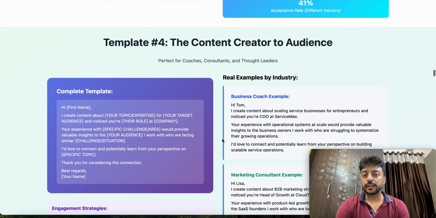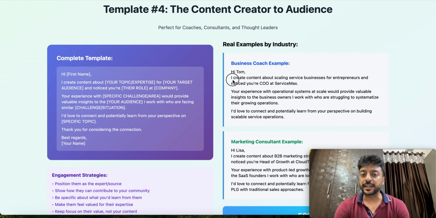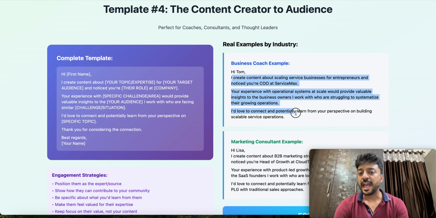Then content creator to audience. For example, "Hi Tom, I create content about scaling service businesses for entrepreneurs. I noticed you are CEO at ServiceMax. Your experience with operational systems at scale would provide valuable insights to the business owners I work with who are struggling to systemize their growing operations. I would love to connect and potentially learn from your perspective on building scalable service operations."